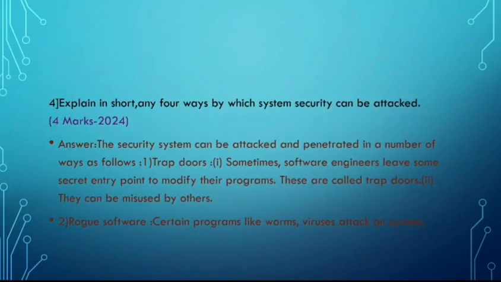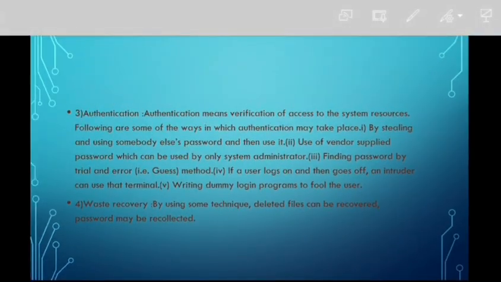The fourth question. Explain in short any 4 ways by which system security can be attacked. This question is for 4 marks. We have to write 4 ways. Each way contains 1 mark. Let's see the first, trapdoors. Sometimes software engineers leave some secret entry point to modify their programs. These are called trapdoors. They can be misused by others. Second, rogue software. Certain programs like worms and viruses attack the system.